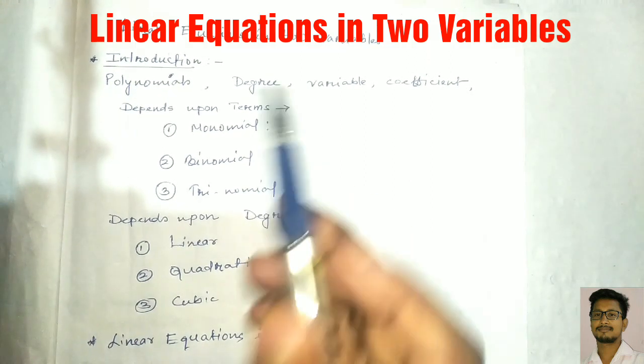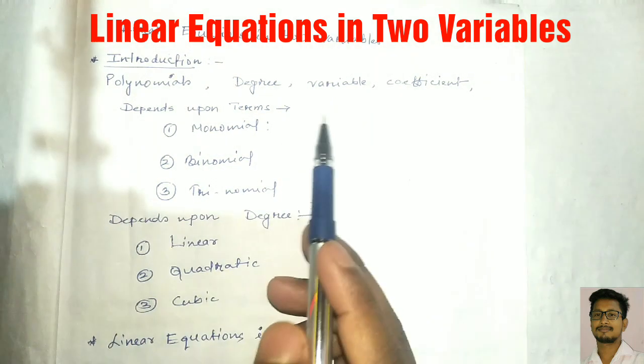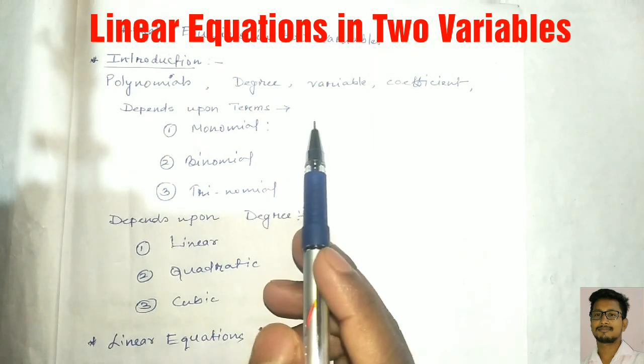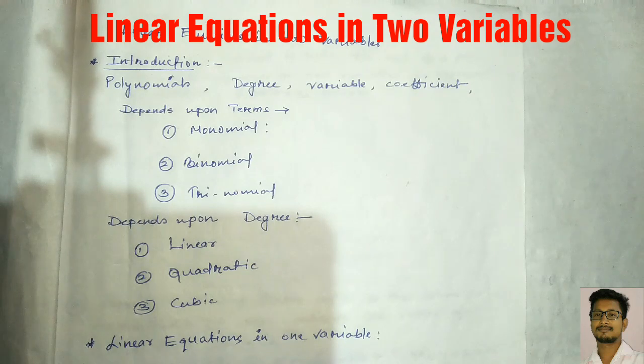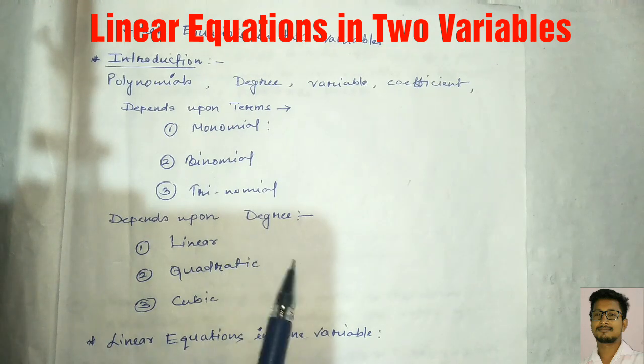Now we are going to learn linear equations in two variables. This is from class 9 NCERT. Okay, it comes under chapter 4. Before starting linear equations, I want to revise a little bit.